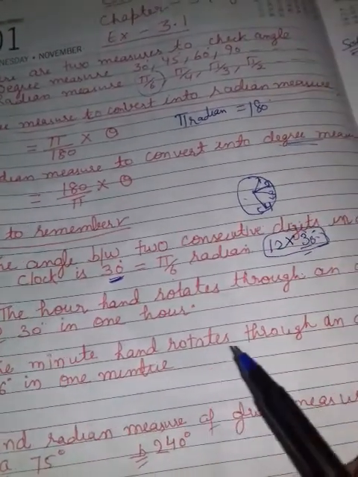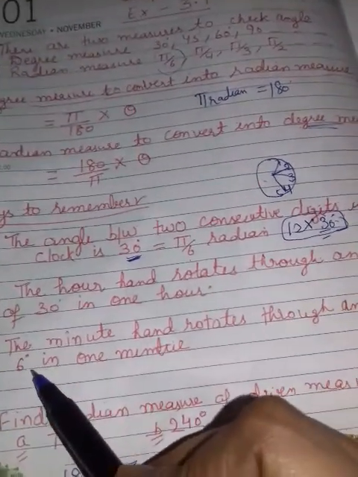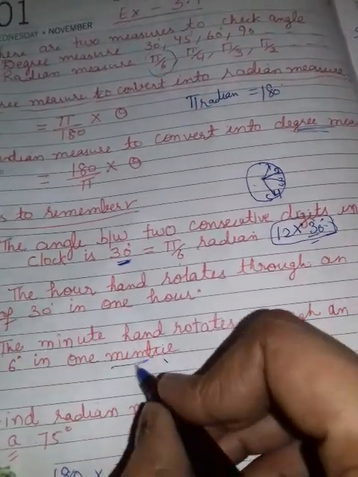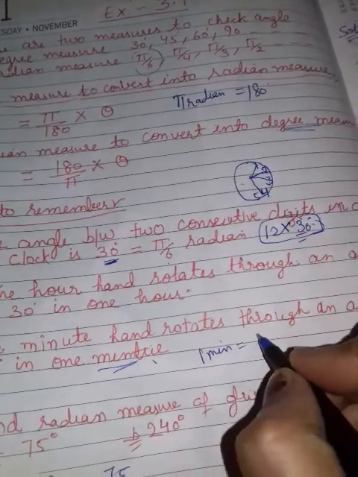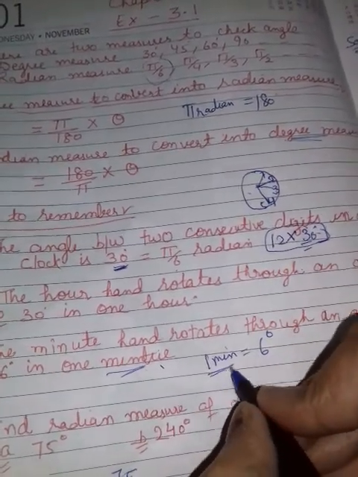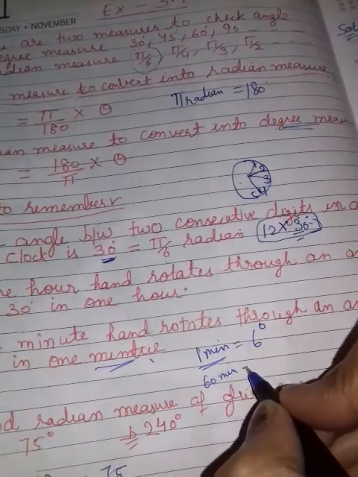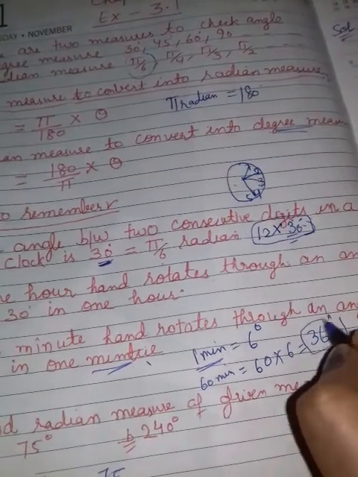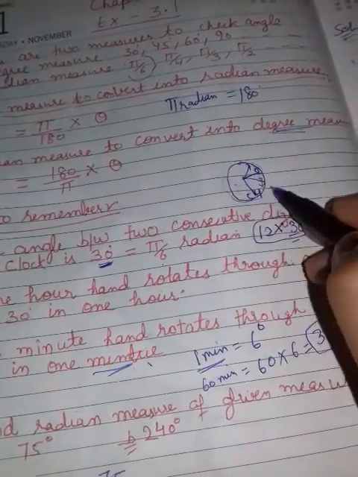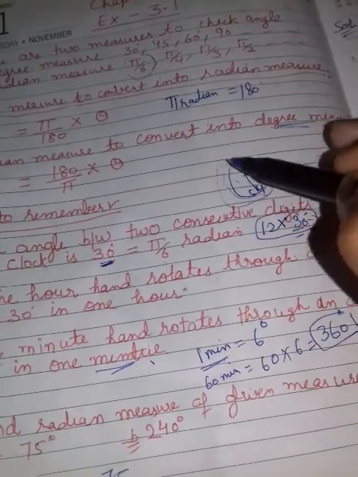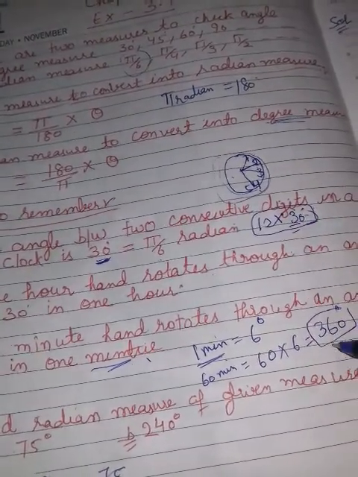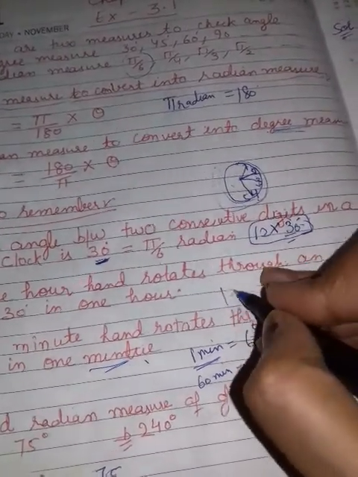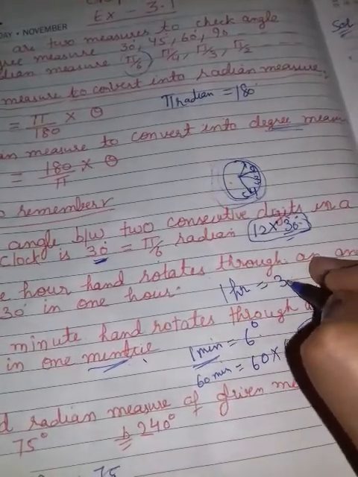Next, the minute hand rotates through an angle of 6 degrees in 1 minute. 6 degrees in 1 minute. Clear? This means 1 minute is equal to 6 degrees. As you know, total minutes are 60. Then 60 into 6 becomes 360 degrees. You know it is covering this in 60 minutes. So what are they making there? The complete angle, 360. 1 minute is equal to 6 degrees. Clear? And 1 hour is equal to 30 degrees.